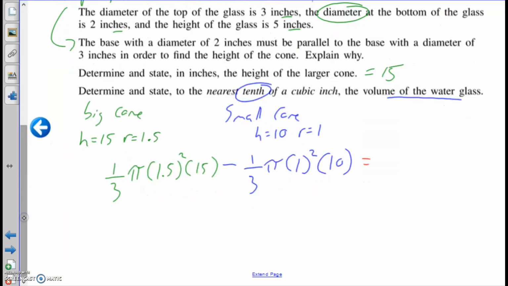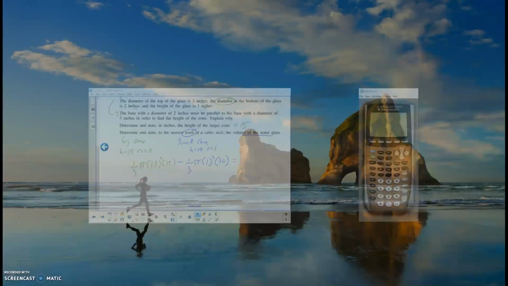And you could type this whole thing in as it is and then just round the answer like that. Or if you wanted to get this value and then get this value and then subtract them, that's fine. Just make sure you don't round those values before you subtract them. You don't want to round anything until the very end. So let me type them in one at a time just so you get an idea of what the numbers are. And so let me pull up my calculator.